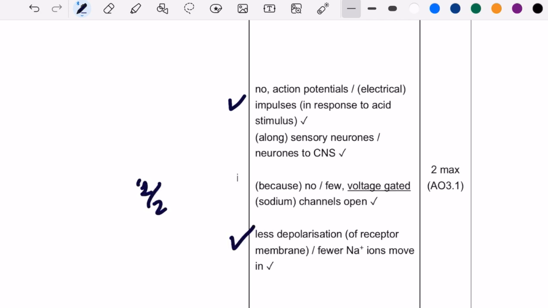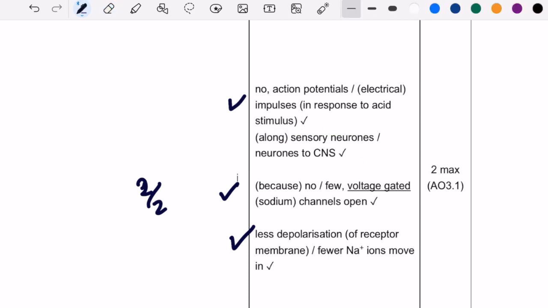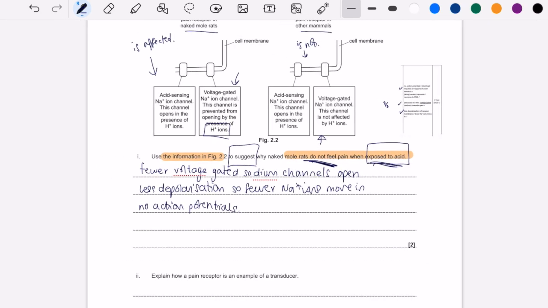But we are smart people and we like to learn more information. This is also something I said about there'll be no or fewer voltage gated sodium channels open due to the presence of H plus ions. And then this is a point that I did not say. I guess that's actually quite a neat point of saying, oh yeah, no action potential along the sensory neurons. I wouldn't say it's a very, very common answer in the mark scheme, but next time I would write that down and you should too. So let's go to the next question.